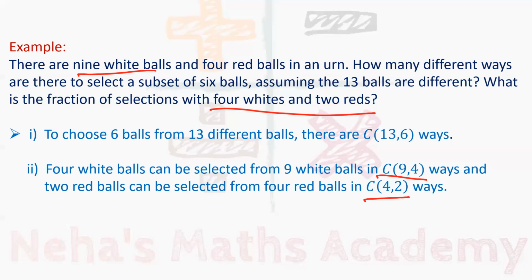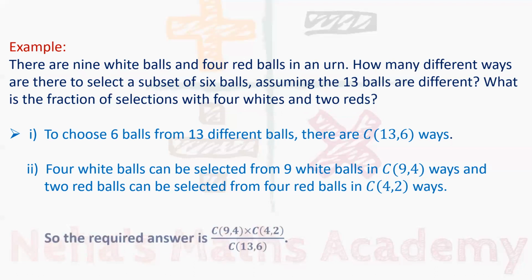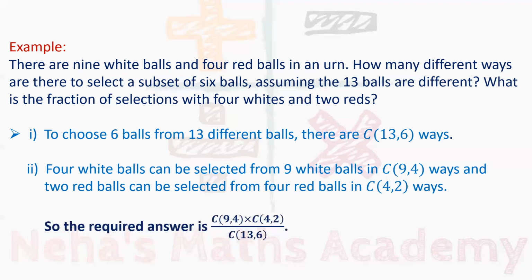And we want this simultaneously, so we need to use the multiplication principle. By using the multiplication principle, our numerator is 9C4 into 4C2. That can also be written as C(9,4) into C(4,2), and the denominator is the total number of ways to select 6 balls from 13 balls, that is C(13,6).